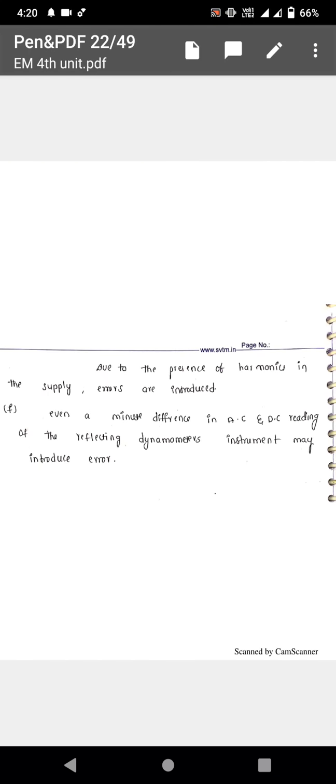You can see those are the errors. Due to the presence of harmonics in AC also, that causes some error.